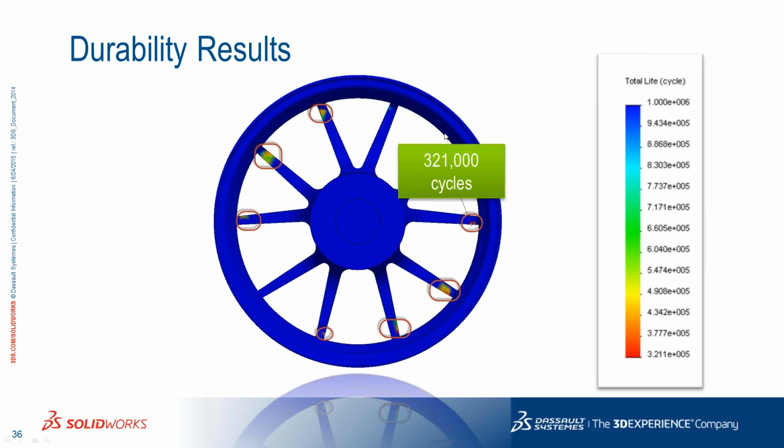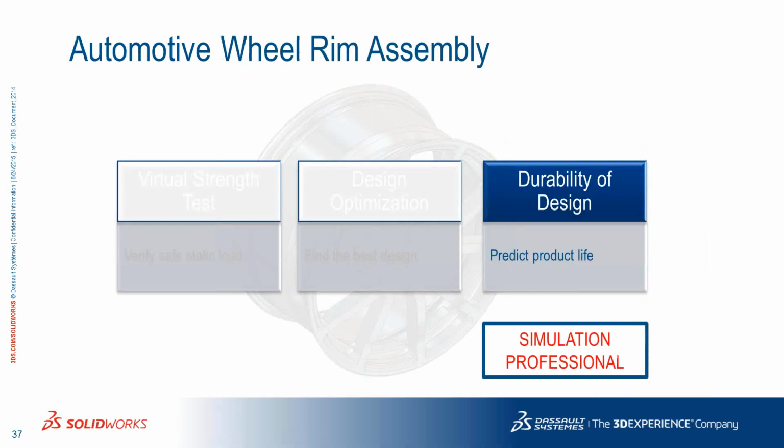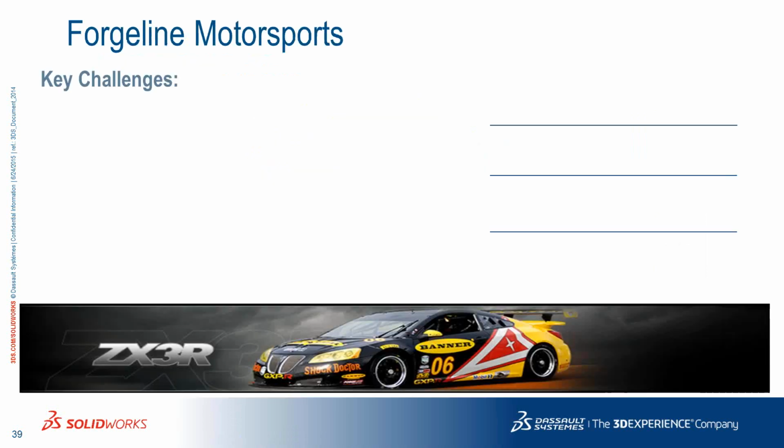But we also get numerical feedback as to how many cycles we are talking about. So we want this entire wheel rim to last for at least 150,000 cycles. But the program comes back and says, look, you can do better than that. This thing can actually last 2 times more, so that we are really in good shape. So it's a quick way to understand what the life of the product is using SolidWorks simulation.